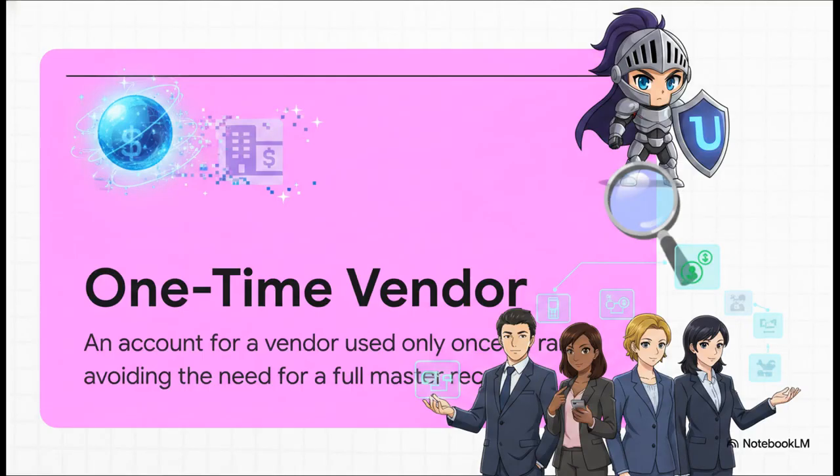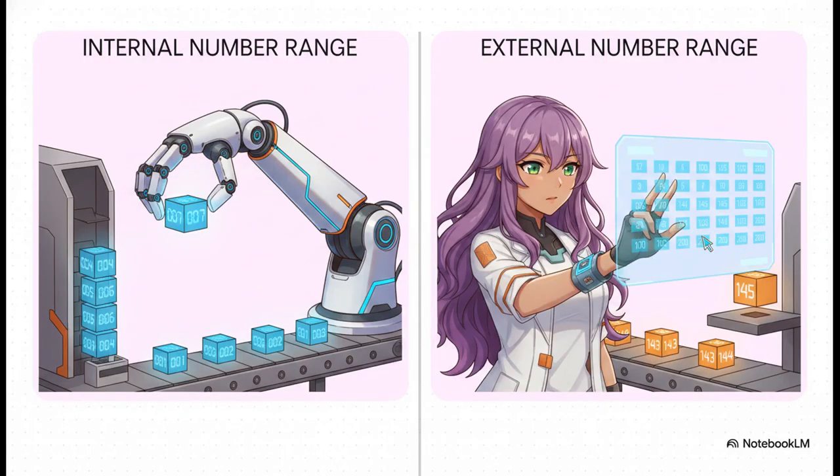Oh, and here's a really cool feature. What about that vendor you need for a one-time emergency buy? You don't want to create a whole new master record for them, right? Well, that's what the one-time vendor account group is for. It's a clever shortcut that lets you make the purchase without all the administrative hassle for a vendor you'll probably never see again.